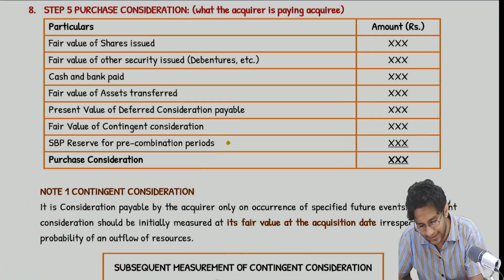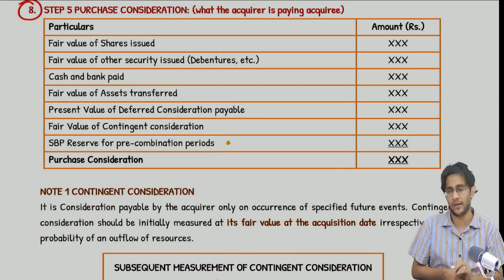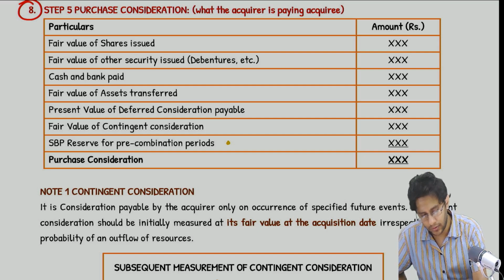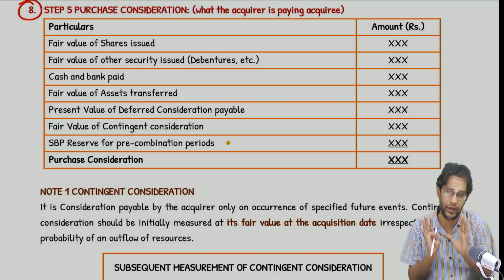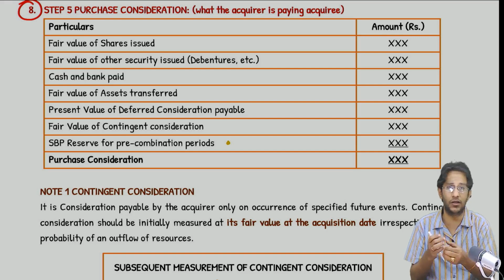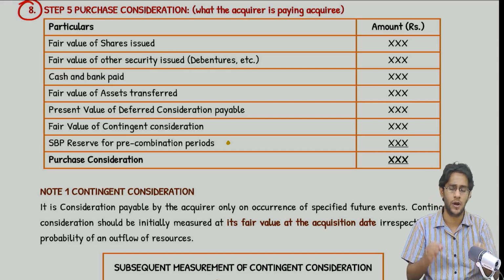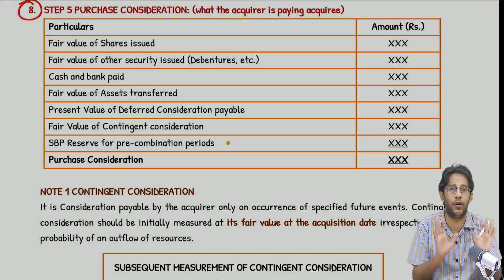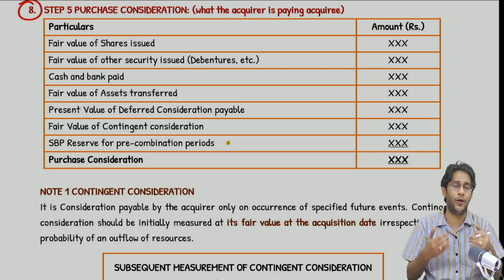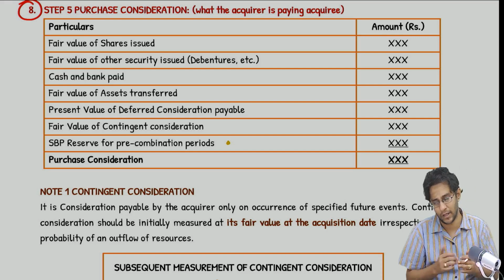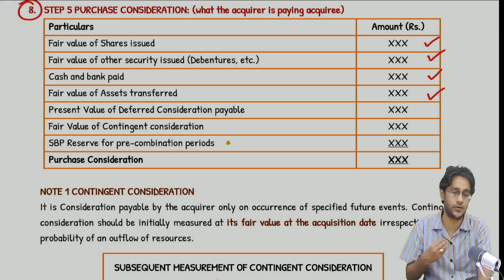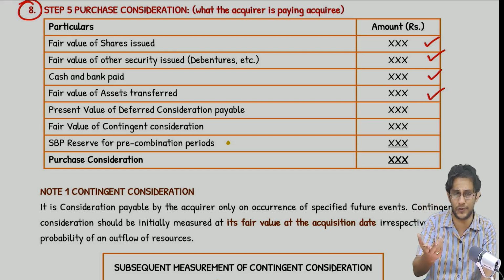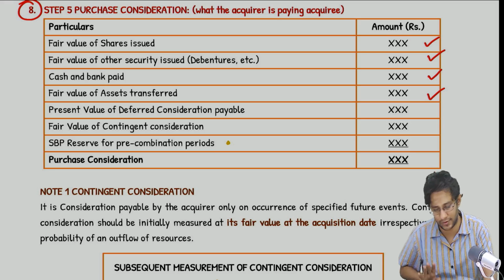Now coming to the PC calculation step. This is important, sir. Because obviously without PC we cannot work out goodwill or capital reserve. So basically whatever you are giving, let it be shares, securities, cash, deferred consideration, or contingent consideration, consider the fair value of that. So the fair value of what the acquirer is paying, that is the PC. So let's see, fair value of shares issued, fair value of any other security issued, any cash and bank given, fair value of any assets given. Suppose instead of giving cash, you have paid some assets as PC. So the asset's fair value will become the purchase consideration.